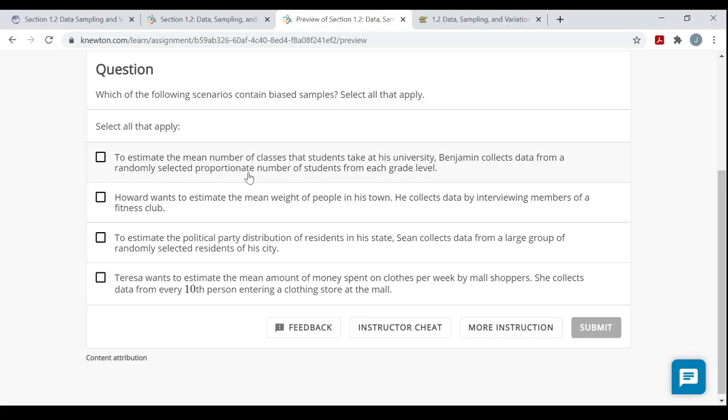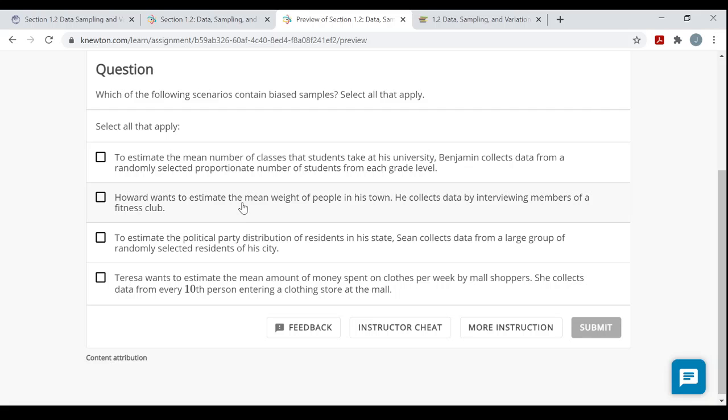To estimate the mean number of classes that students take at his university, Benjamin collects data from a randomly selected proportionate number of students from each grade level. That sounds pretty good. You know, break it up into grade levels and then take a proportionate number. That's stratified sampling, a good kind of sampling method from earlier. So I'll say that's fine.